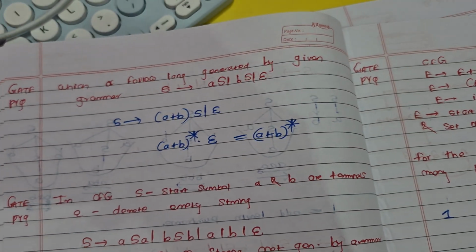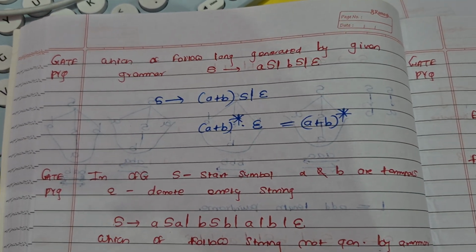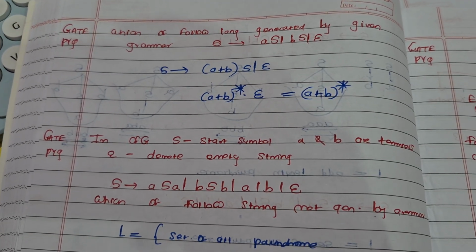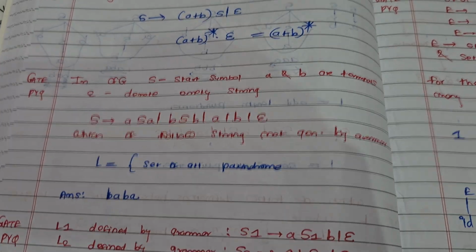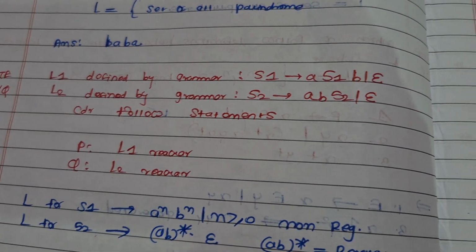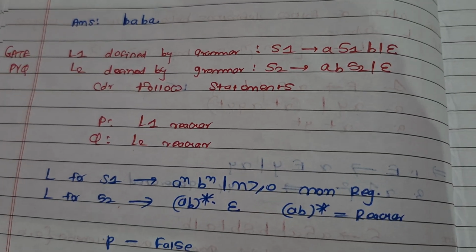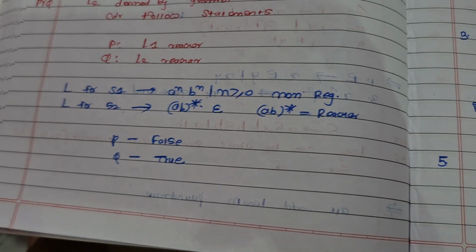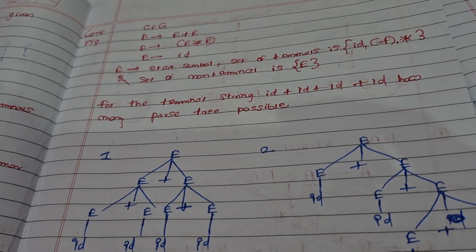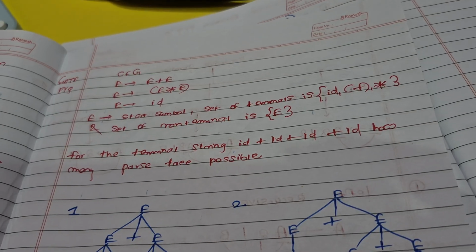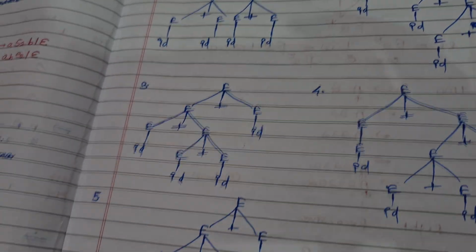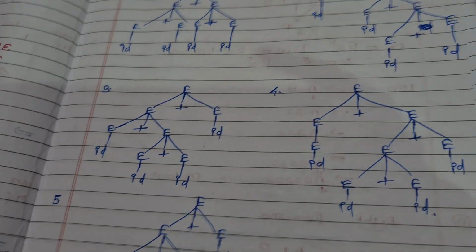And again this grammar, and we need to find the string. So this is like (a plus b) star dot epsilon, which is (a plus b) star. It's very easy. L1 is defined by a grammar, L2 is defined by a grammar. Consider the following statements. Then we need to find, for this question, how many parse trees are possible for id plus id plus id, four times, and 5 parse trees are possible.